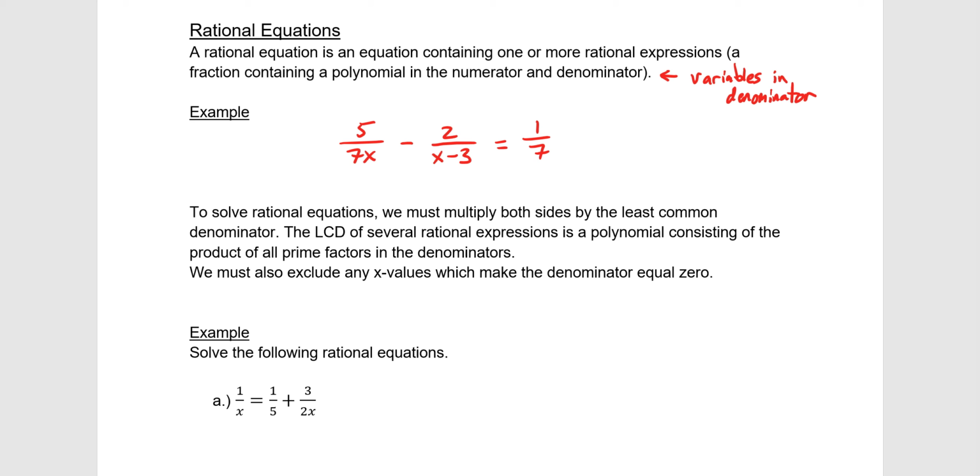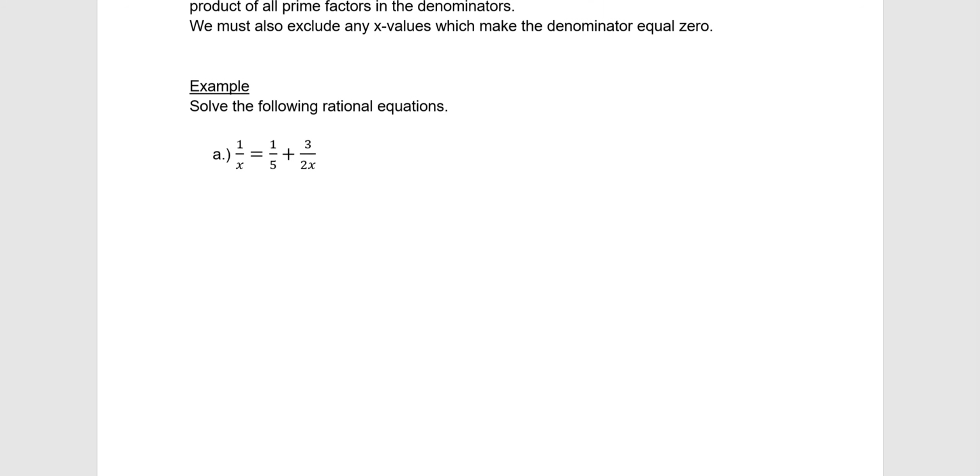So to solve these ones, it's going to be similar to what we did with solving linear equations with fractions. We're going to have to multiply both sides of the equation by the least common denominator. So essentially the LCD of these rational expressions is going to be a polynomial consisting of all of the factors of the denominators, but you don't have to repeat them if they already occurred in that LCD. And we have to exclude any x values that make the denominator equal 0 because we can't divide by 0. Okay, so let's see a couple examples here.